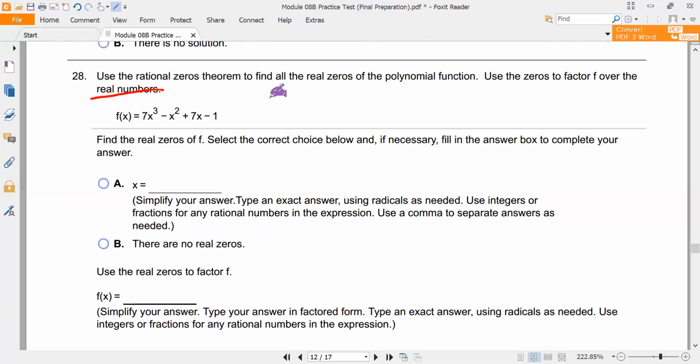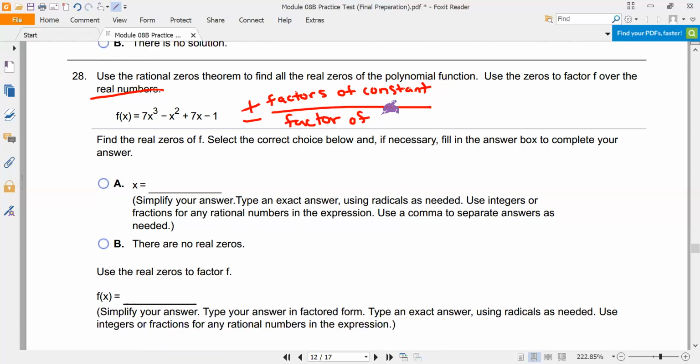And that says you take all factors of the constant and you divide those by all factors of the leading coefficient, and you make a list of all of those possibilities. So my constant has only one factor because the constant's 1. So it's either going to be a plus or minus 1. And then on the bottom, we have factors of 7, which would be 1s or 7s.